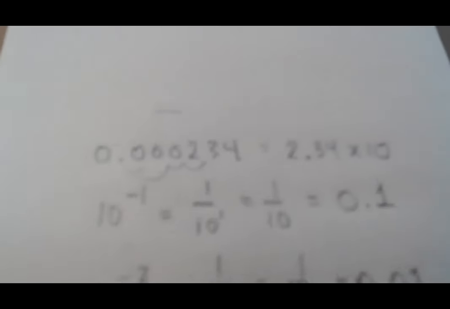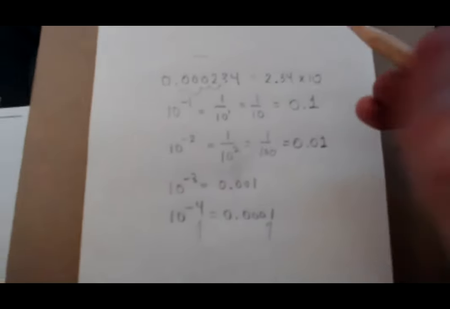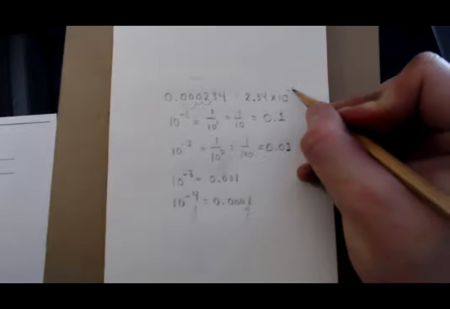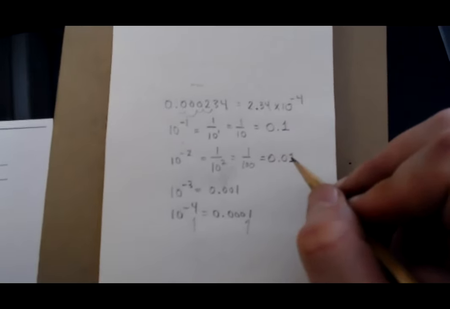1, 2, 3, 4 to the negative 4. That's right. Sorry, I'm fiddling with this camera. It drives me crazy. To the minus 4, right? Yep. Okay.